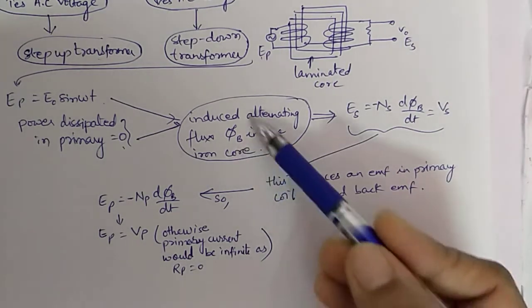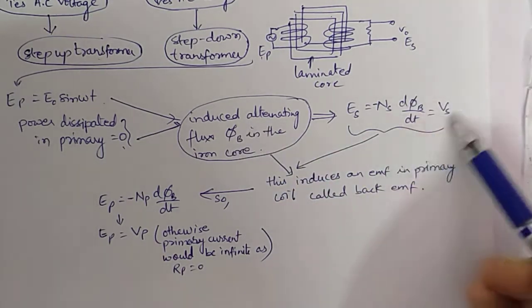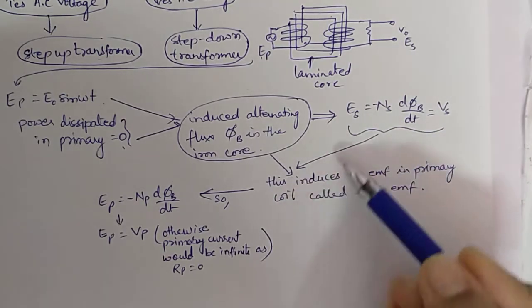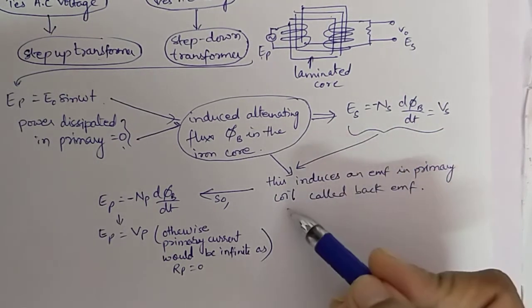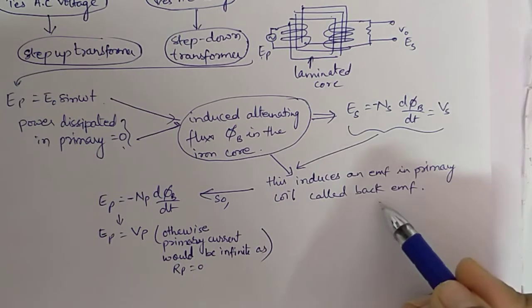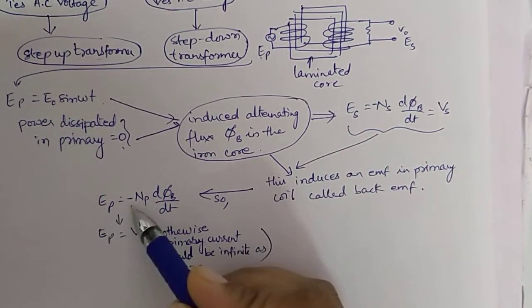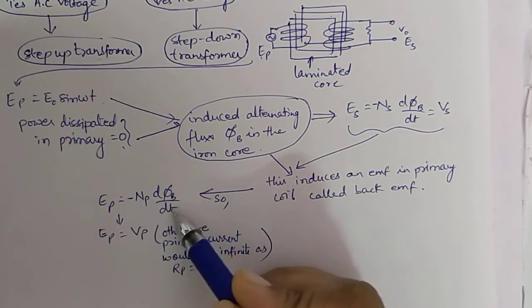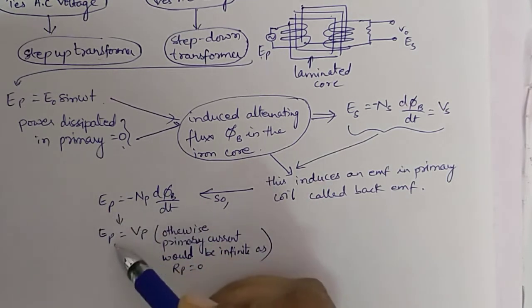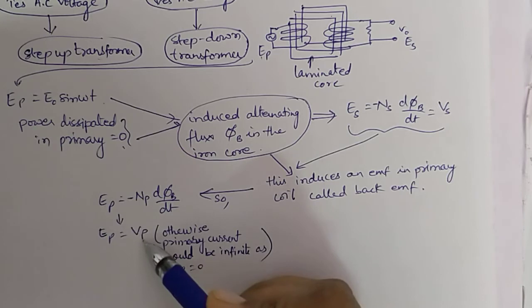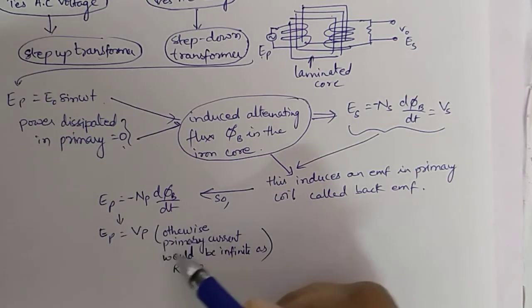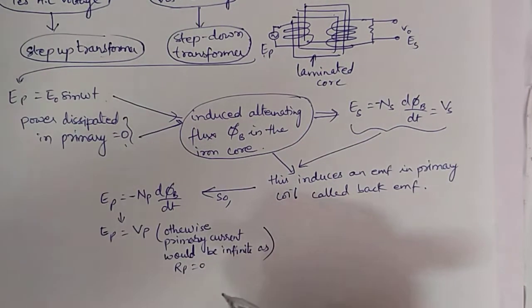Now because of this change in the flux in the iron core, both of them together will induce an EMF in the primary coil called back EMF. So the back EMF in the primary coil, EP, will be minus NP d phi B by dt. Now this EP can be written as the input voltage, or voltage in the primary coil. Why? Because otherwise the primary current would be infinite as RP is 0.